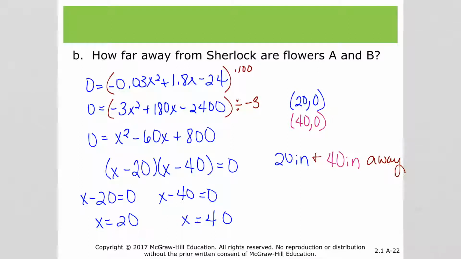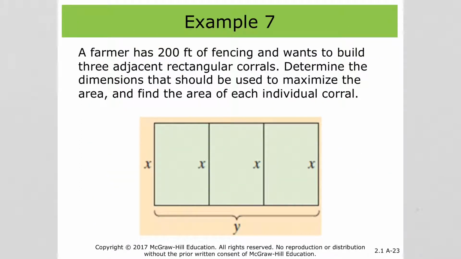Okay, two more examples. The next one says a farmer has 200 feet of fencing and wants to build 3 adjacent rectangular corrals. Determine the dimensions that should be used to maximize the area and find the area of each individual corral. Okay, so first of all, we've got 200 feet of fencing. Now the fence has to go all the way around. It also has to go through to make 3 separate corrals.